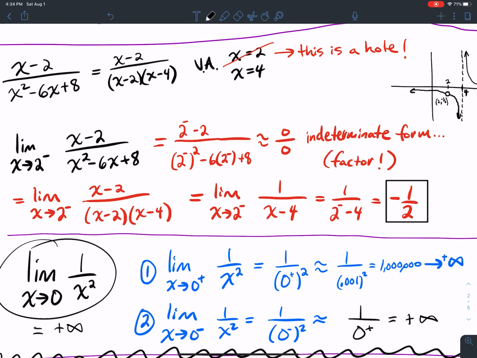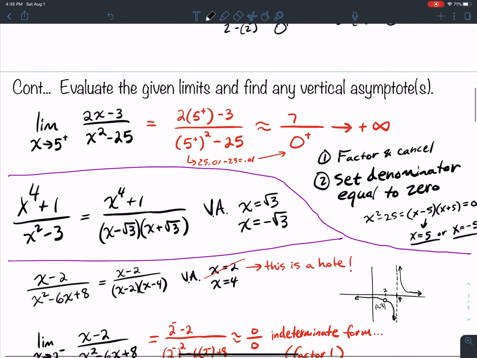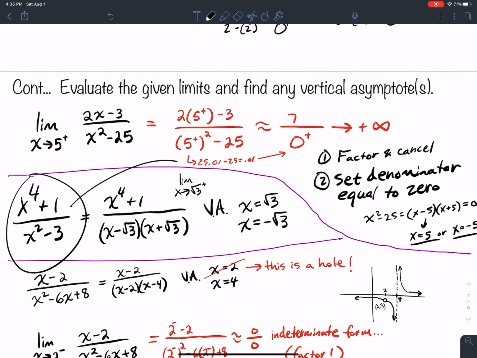So when you're proving vertical asymptotes, you want to take left-hand and right-hand limits. The only reason I didn't do it here was because I was going quickly, but you would take the limit as x goes to square root 3 from the right of that function, and then show that whenever I plug it in, it gives me positive infinity. All right, guys.